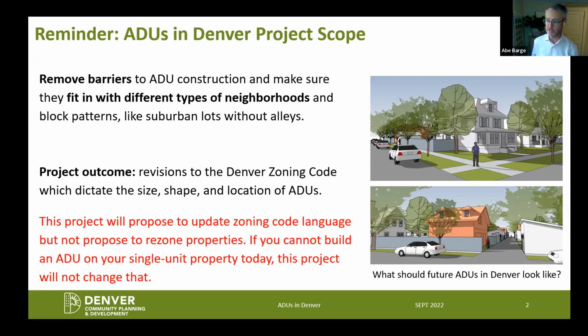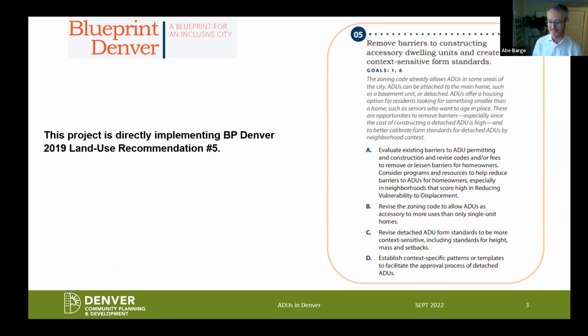And so in zone districts that allow ADUs, the proposal will include changes to the rules for them, which we can talk about. So I don't want to minimize the fact that yes, it's a significant project. It's why we want to have really extensive conversations about it. It's very directly related to one particular adopted policy in Blueprint Denver, which basically says the same thing as our project objectives about removing barriers to constructing accessory dwelling units and creating context-sensitive form standards.